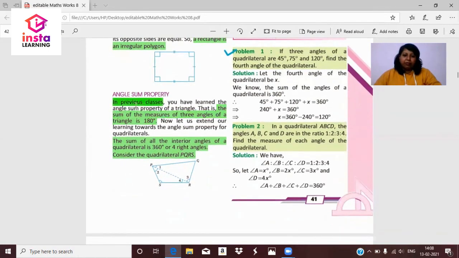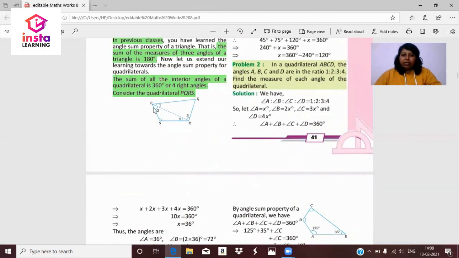Angle sum property. In previous classes, you have learned the angle sum property of a triangle. What is that? Sum of all the angles of a triangle is equal to 180 degree. Three angles of a triangle is 180 degree. Here we will learn about the angle sum property of a quadrilateral, which says that the sum of all the interior angles of a quadrilateral is 360 degree or 4 right angles. One right angle is equal to 90 degree, so 4 right angles, 90 degree into 4 is equal to 360 degree.